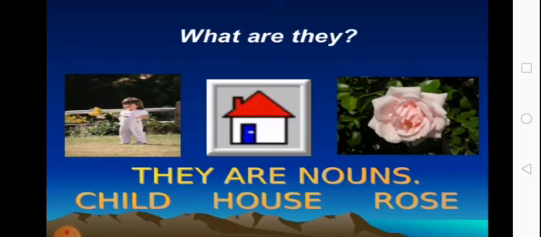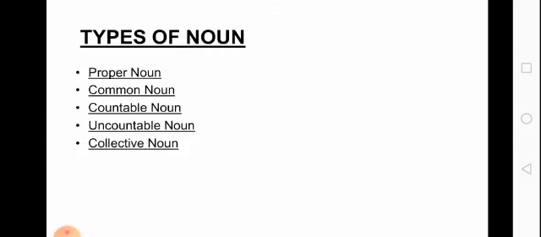Now look at the picture. What are they? The first picture is of a child. Second is of a house. And third is of a rose. So all these are naming words. And all these are nouns. Now I'm going to start types of noun. So there are a number of types of nouns, but I'll discuss just proper noun, common noun, countable noun, uncountable noun and collective noun.